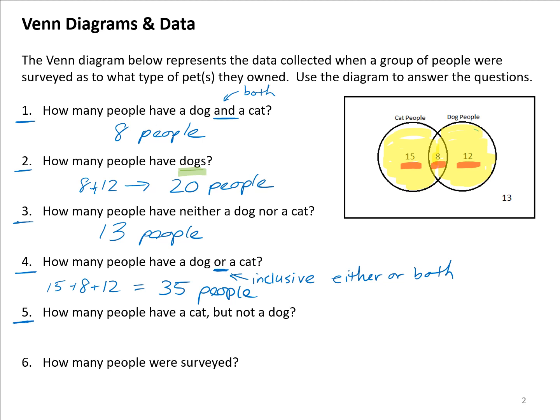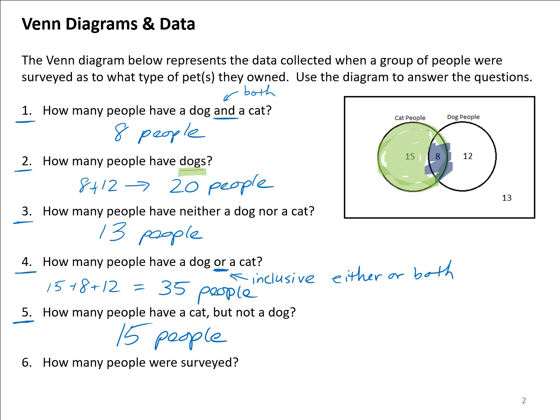Question number 5, how many people have a cat but not a dog? So here it is being specific that we're looking at the cat region. So if I look at the cat region, but it's saying exclude the dog people. So take out the dog people, only look at the people who have a cat. So that means we're only looking at the region right here with 15 people in it. Only have a cat. So that would be 15.